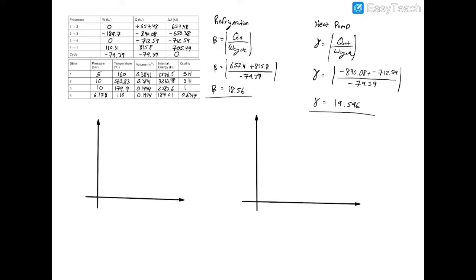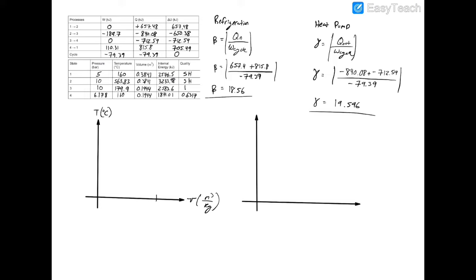And now, last but not least, we were asked to find two tables or charts. We were asked to find the TV diagram and the PV diagram. So I'm going to start with the TV diagram. On the y-axis, we'll have the temperature in degrees Celsius. And on the x-axis, we will have the specific volume in cubic meters per kilogram. So now we just have to point plot.